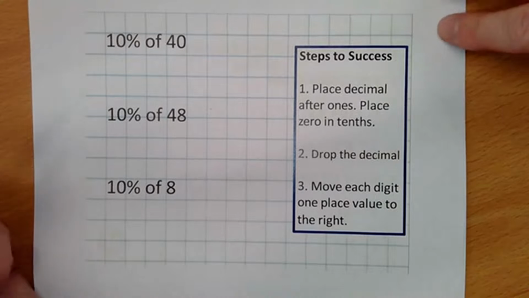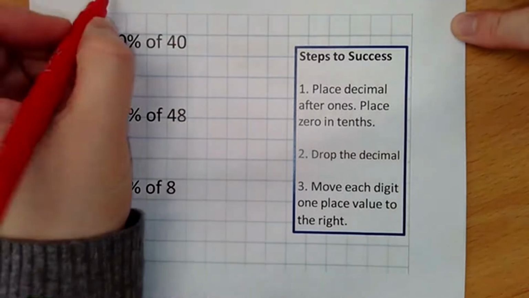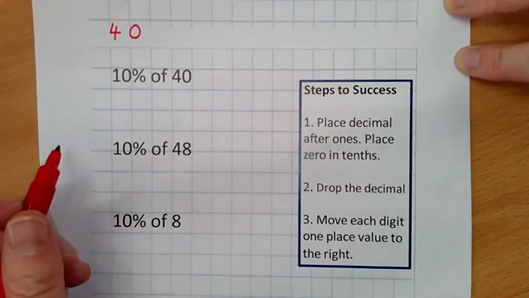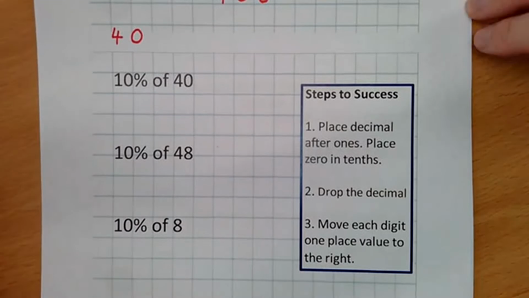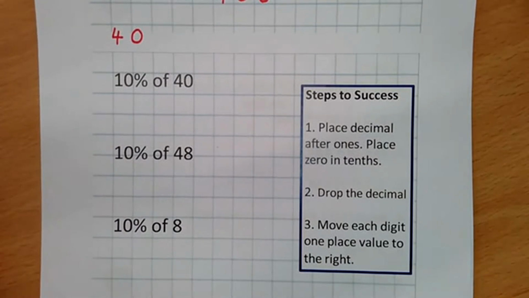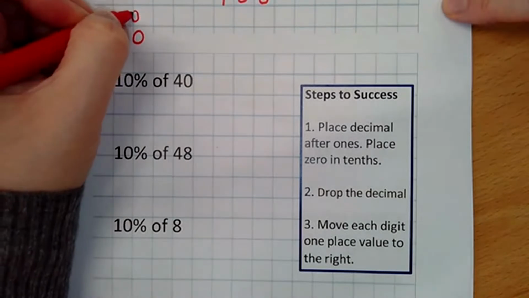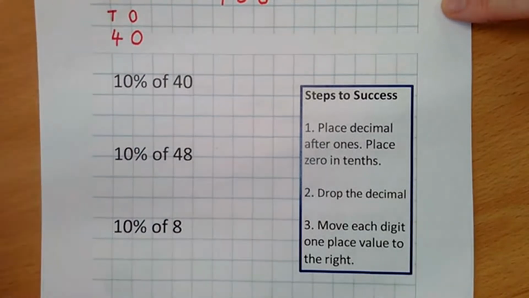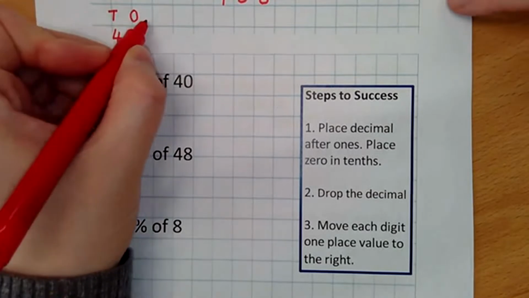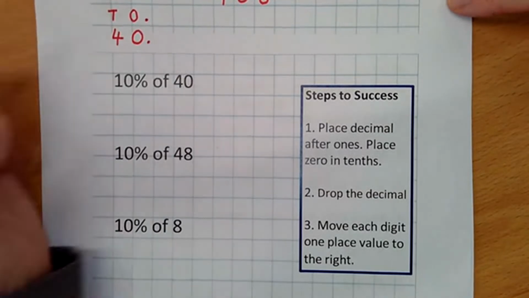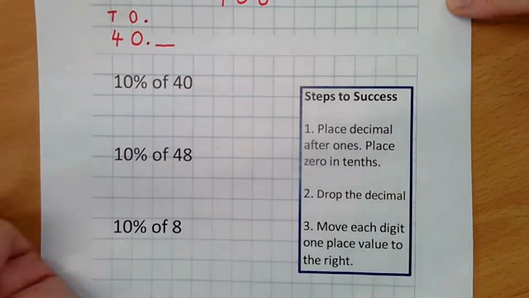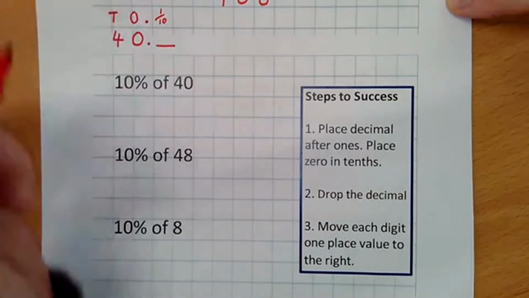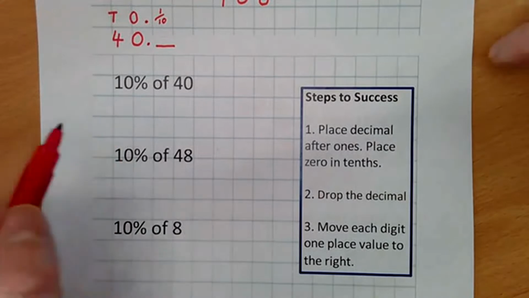Let's just refresh place value here. So here we have 40. What is the place value of 0? Is it thousands? Is it hundredths? Is it thousandths? Good, it's ones. And what about the 4? Good, this is tens. Excellent. Where does our decimal go? Yeah, it goes after the ones. It always goes after the ones. And what would be the place value next to it? Yeah, it would be the tenths. Fantastic.